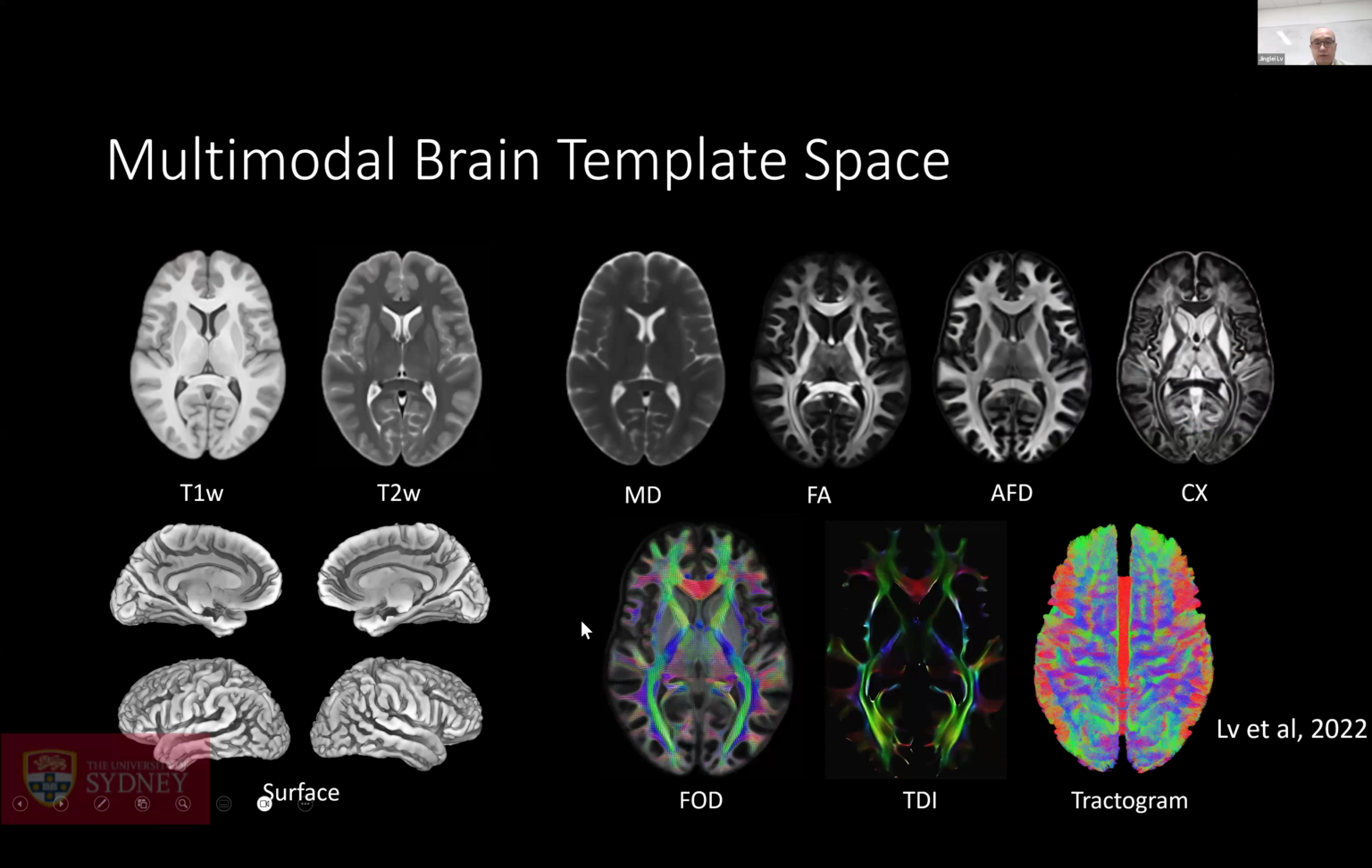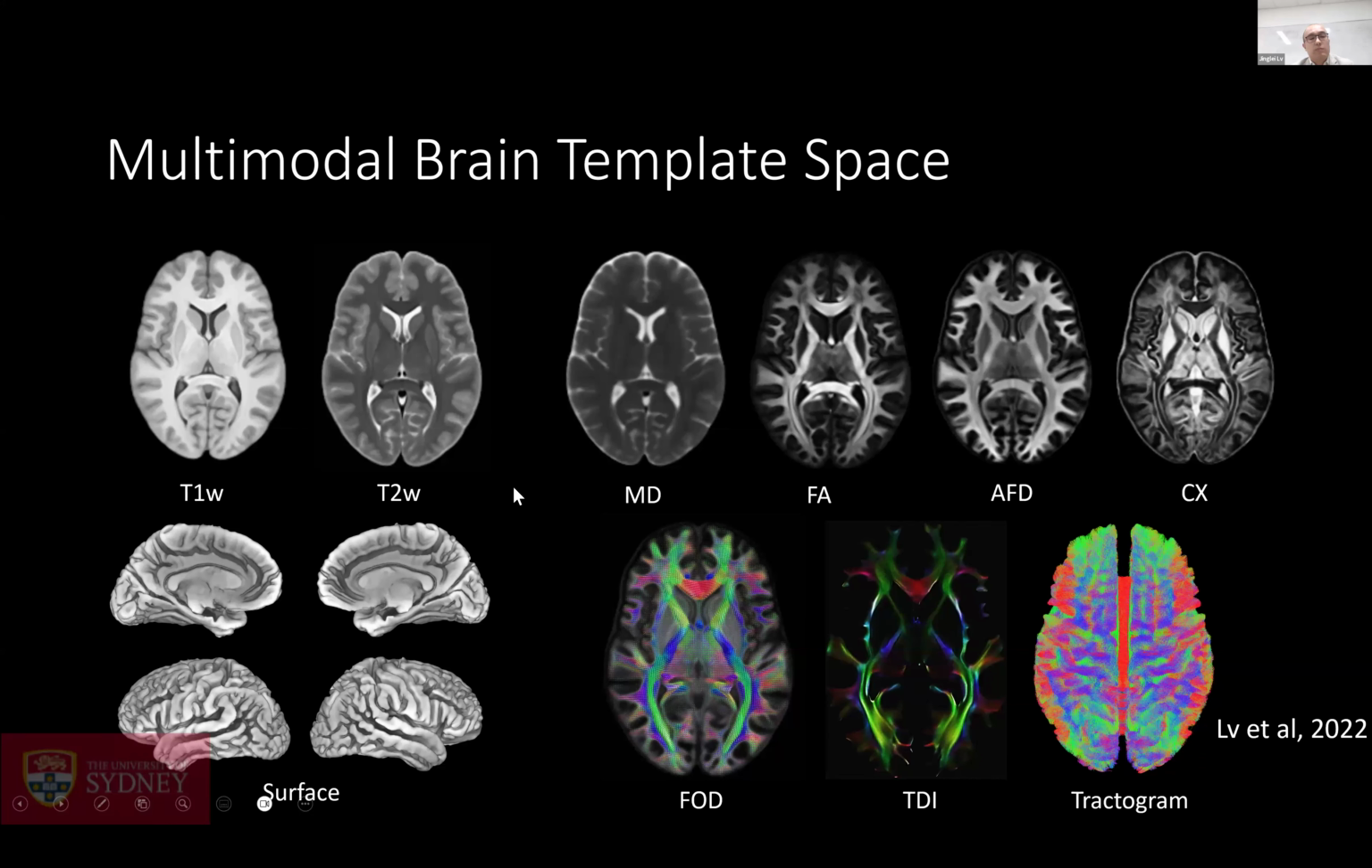So this is the result we get. This multimodal brain template has the anatomical component on the left and the diffusion components on the right. And most importantly, all the components are in the same space, which means that if you look at one single voxel, there's correspondence across all these images.